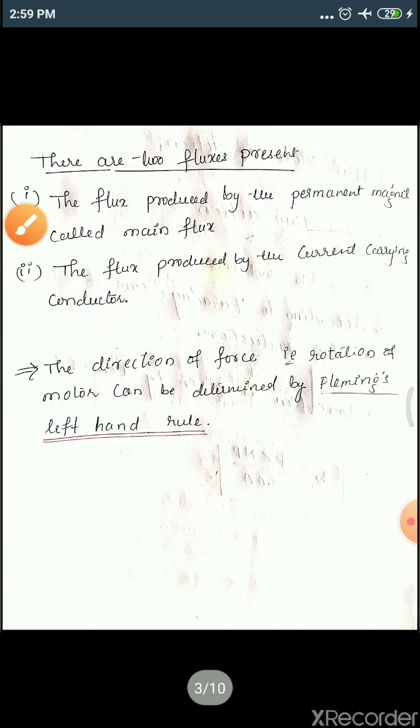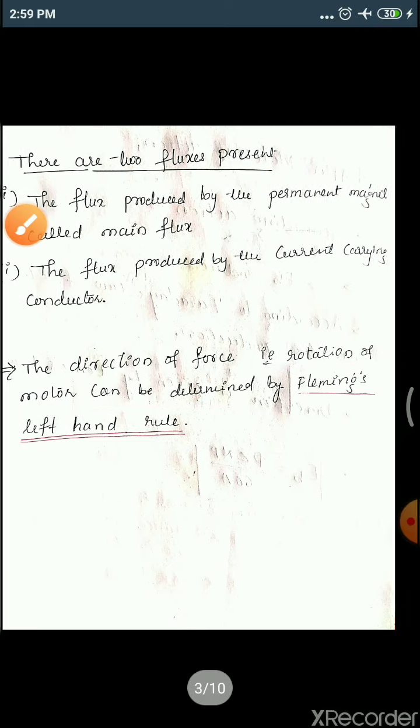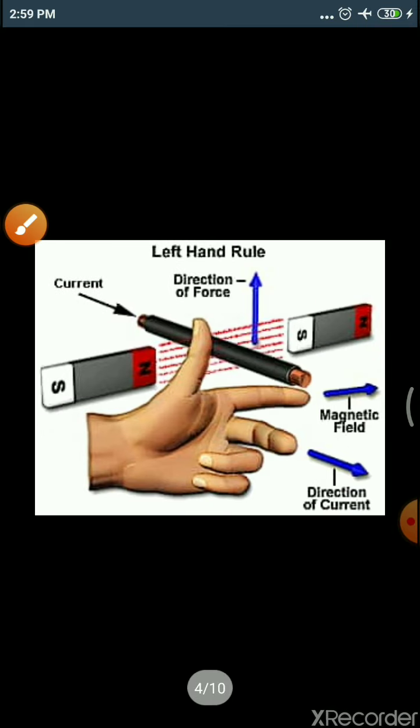All right, so as we know, there will be a magnetic field by the conductor. Armature produces two fluxes, one by your permanent magnet, another one by the current carrying conductor. So what we can say is the direction of the force, or you can say rotation of the motor, can be determined by Fleming's left hand rule. Okay, let's see the left hand rule.